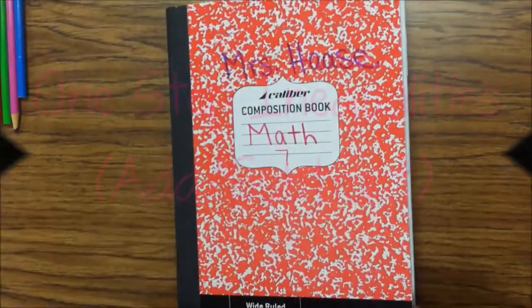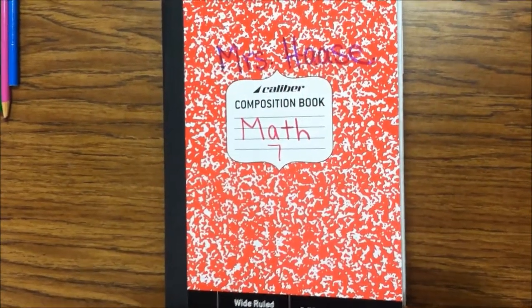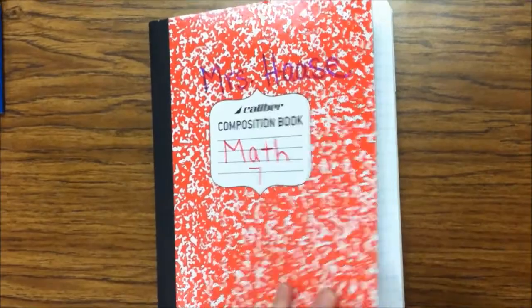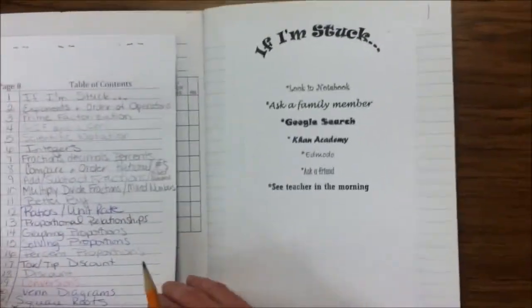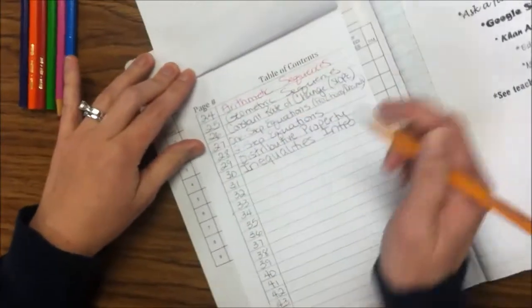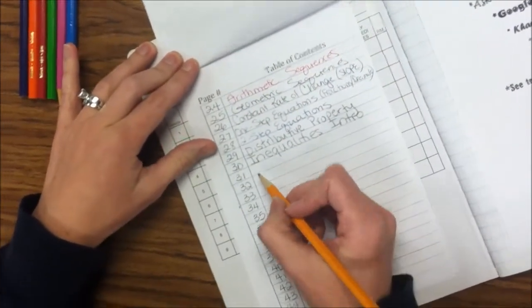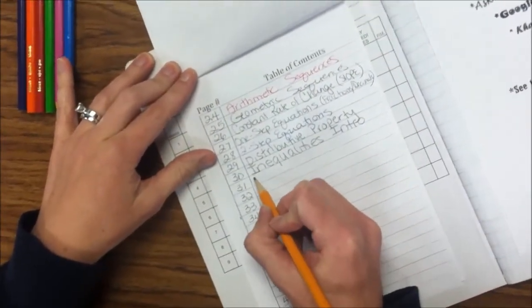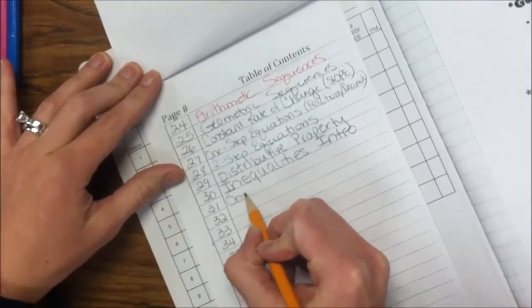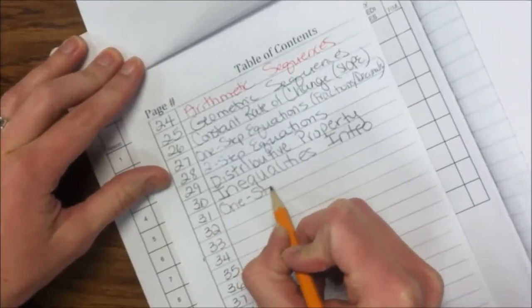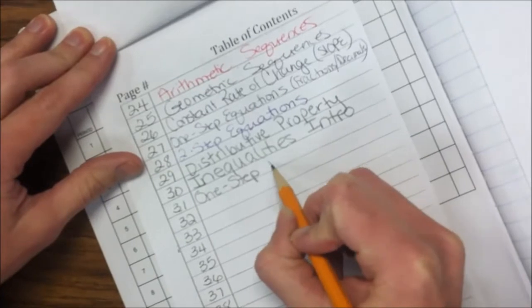Okay, today we're going to continue with inequalities. So we're going to turn to our table of contents to page 31. And on page 31, you are going to write one-step inequalities. One-step inequalities.